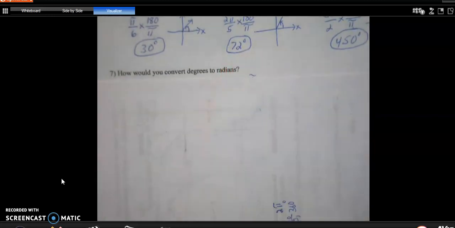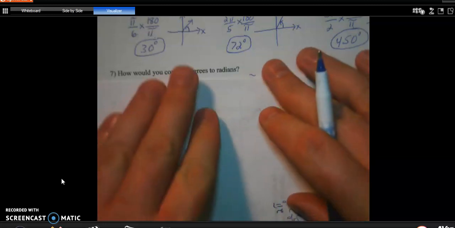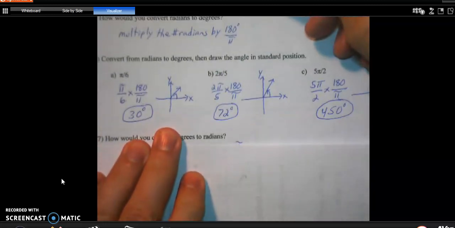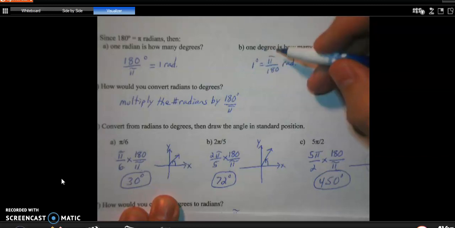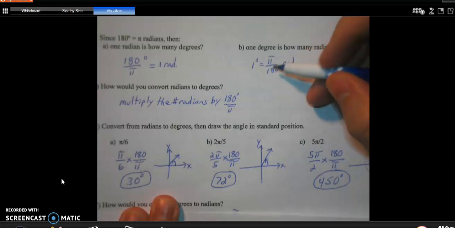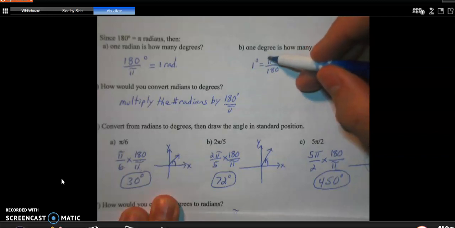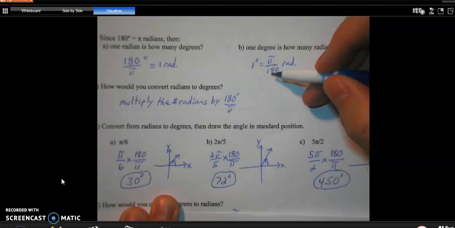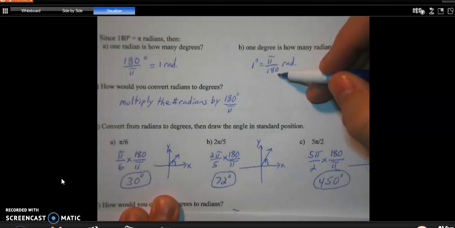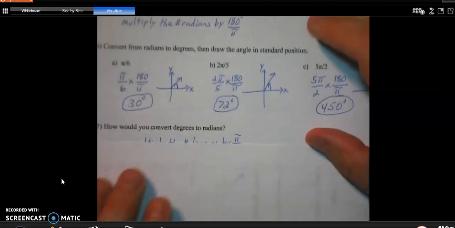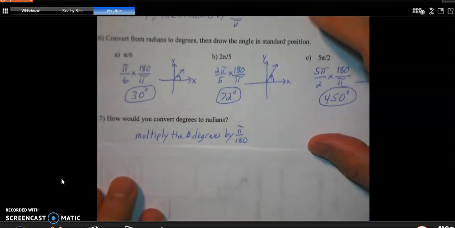And then number 7, to convert degrees to radians. Well, we just said earlier that we know that 1 degree has pi over 180 radians. So 2 degrees would be twice pi over 180. 10 degrees would be 10 pi over 180. 100 degrees would be 100 pi over 180. So you would multiply the number of degrees by pi over 180.